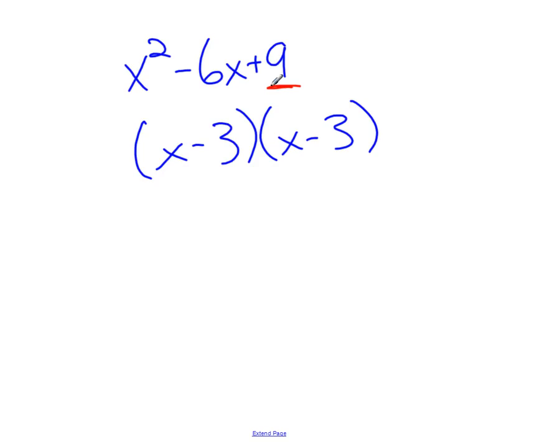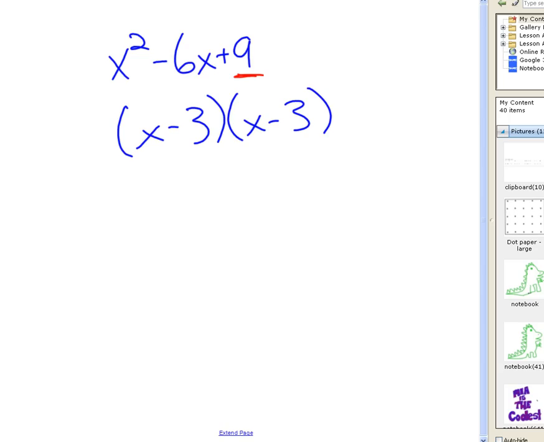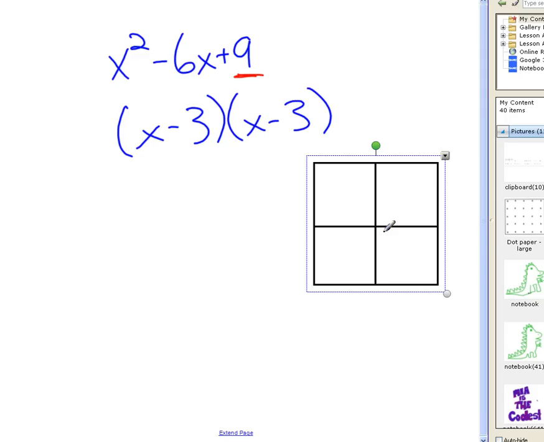What term goes in front? X. That's the answer: x minus 3, x minus 3. That's it. Is there anything you can factor from that?